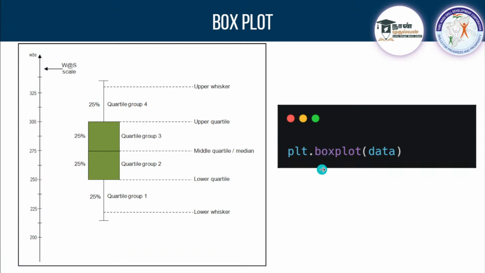And you can plot it with the help of plt.boxplot, and you can pass whatever data inside. If you pass 1, it is going to give you 1 box. If you pass 2, it is going to give you 2 boxes adjacent to each other. So that's how this will be.